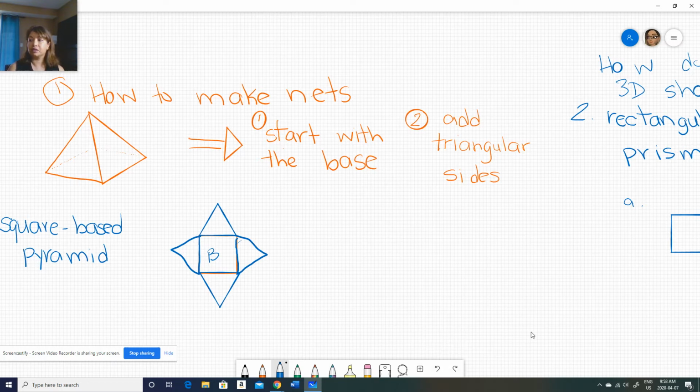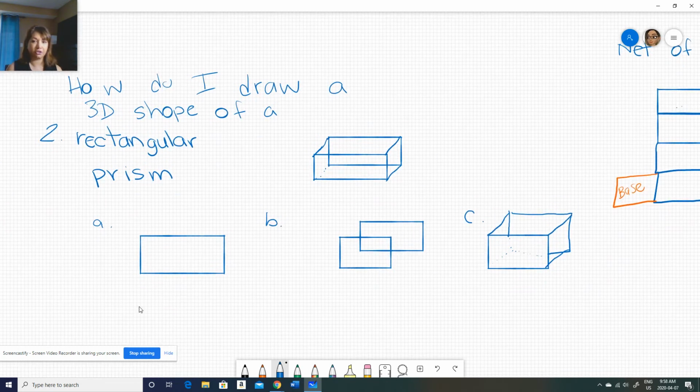The next one I saw issues with is how do I draw a 3D shape of a rectangular prism. This is what I do. I do the sides first. I do the side facing me, then I do a second side over here. I do the same kind of shape, but I do it halfway through the first side. So I draw the first rectangle, and then the second rectangle I draw halfway through. Then I just connect the lines and it usually looks half decent.